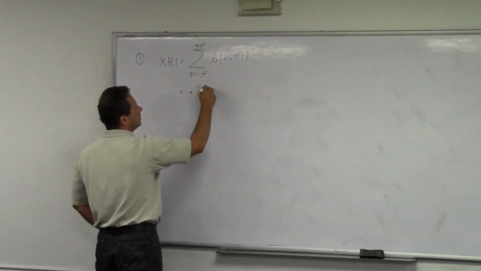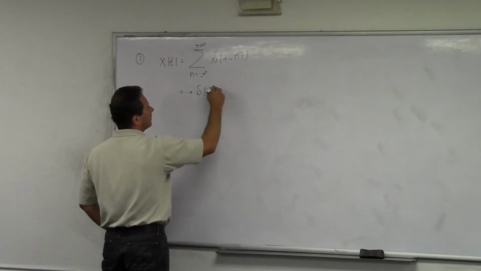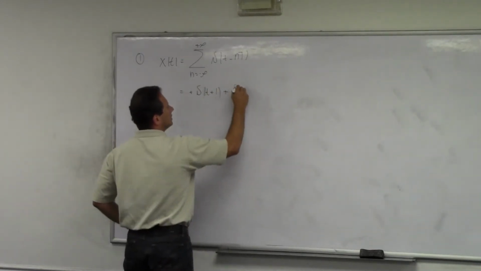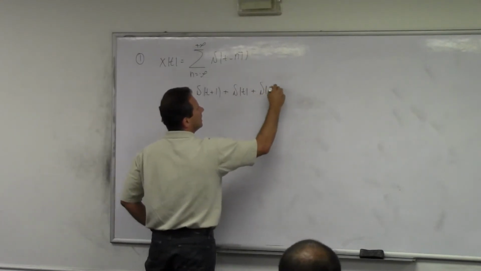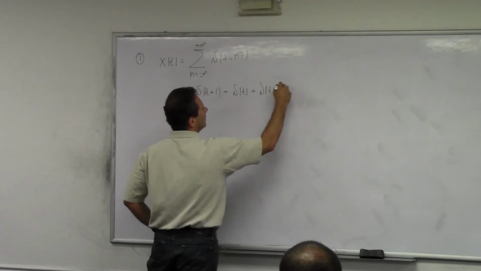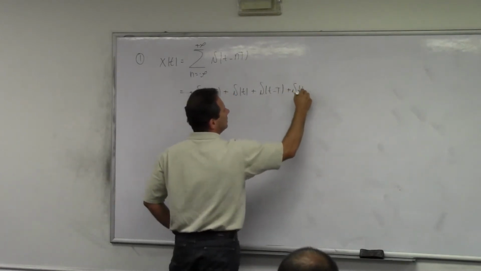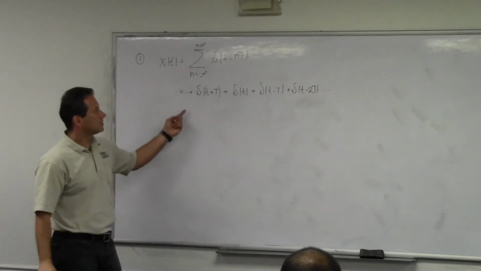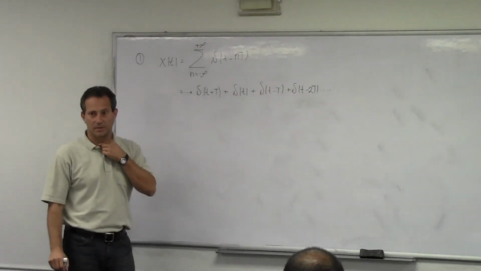So delta of t plus T. And then for n equals 0, this becomes delta of t. And for n equal 1, this is delta of t minus T. Oh, sorry, T here. And then plus delta of t minus 2T, and so on. So what is it that we're summing? We're summing all of these delta pulses that are shifted in time.